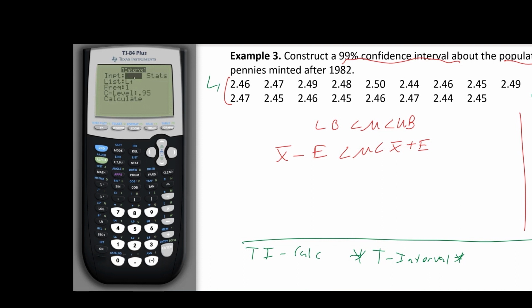From there, we can find the list that our data is in. My list was in L1. If yours was in any other list, just type that in. I type L1 with 2nd, 1. Frequency list, just keep that at 1. It means that our list isn't being repeated or anything like that. And then the confidence level. In our particular case, we have 99% confidence, so we put that in as a decimal, 0.99. And let's go ahead and calculate.